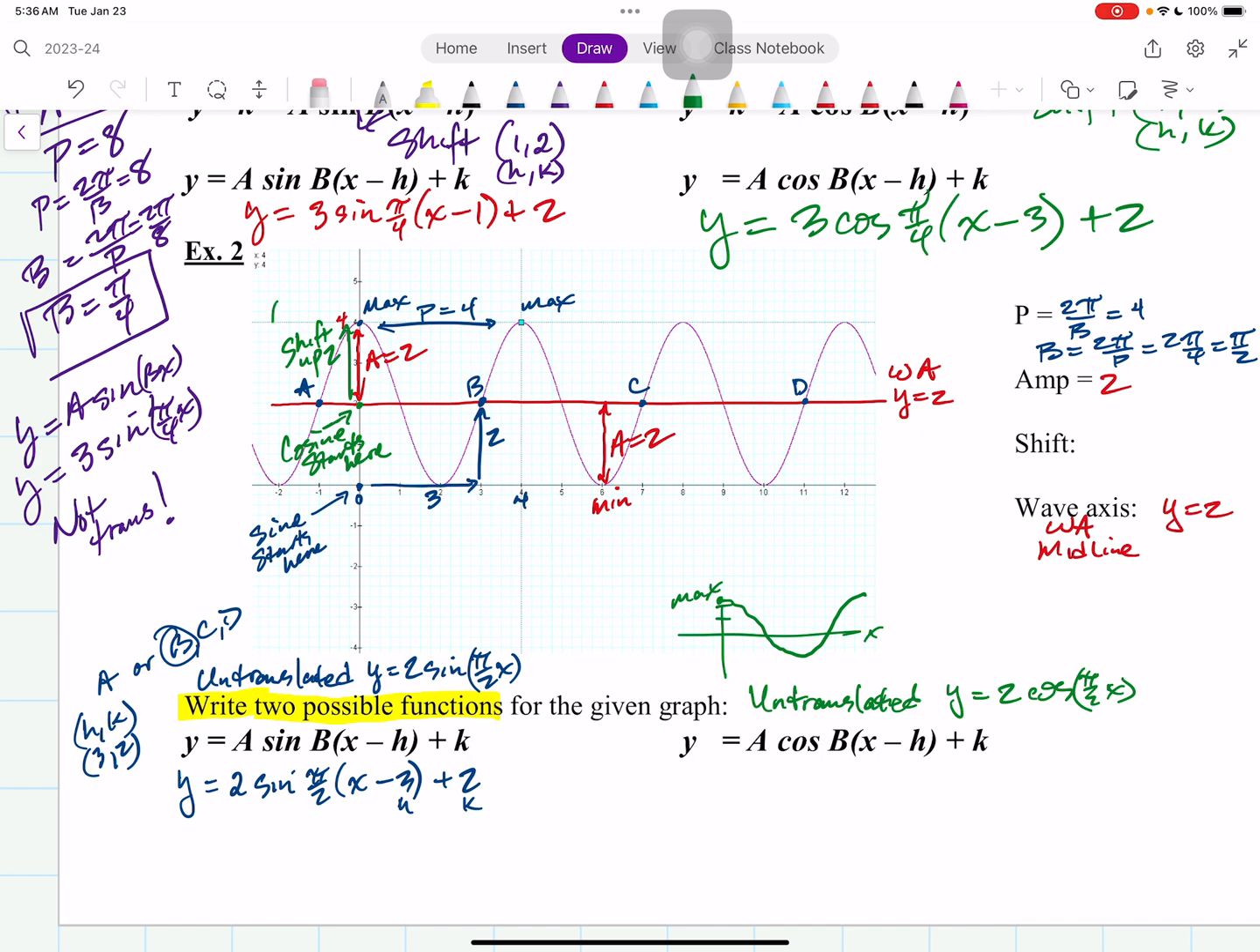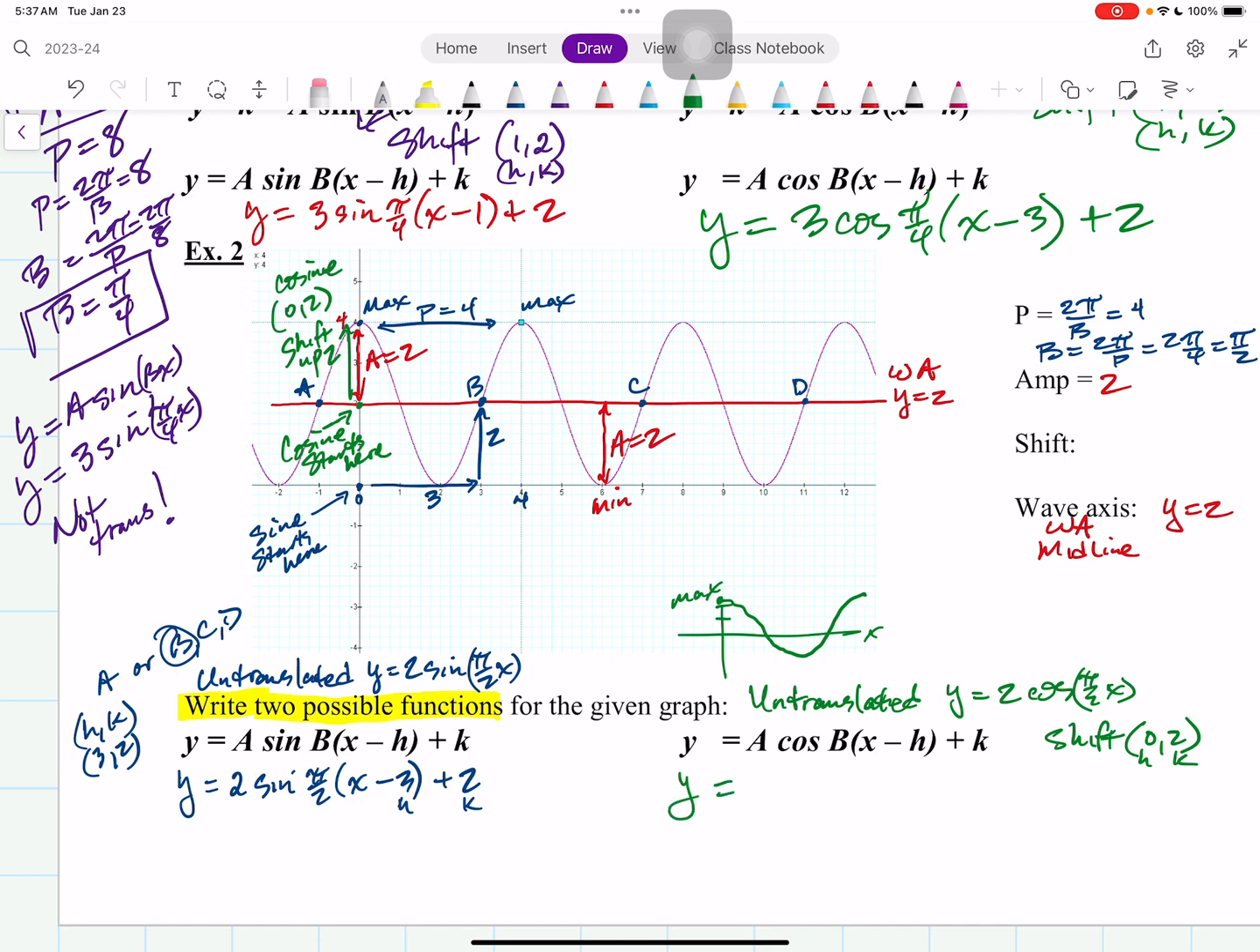So for cosine, the shift is 0,2 for cosine. This is for cosine only, because cosine starts on the y-axis at whatever the amplitude is. And it usually starts at 2 here, but this cosine wave has been shifted, the whole thing's been shifted up 2 more units. So my shift for cosine is 0,2, where h is 0 and k is 2. And now I could write my function.